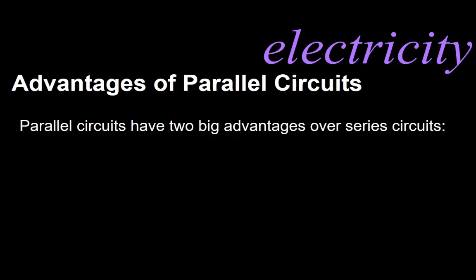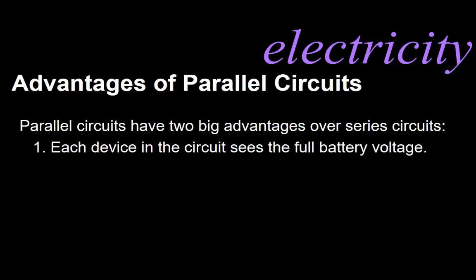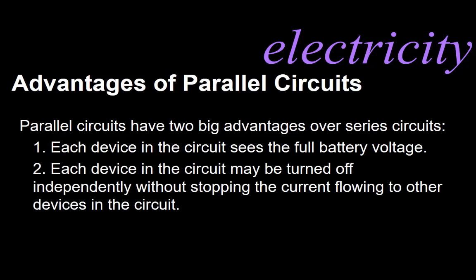Now, parallel circuits have a lot of advantages over series circuits. Because you have different branches, there are 2 big advantages that you have. One, each device in the circuit sees the full battery voltage. That's a huge one, so you can have more potential difference for each device that's in the circuit. And 2, each device in the circuit may be turned off without stopping the current flowing to the other parts of the circuit. If there were a series, think about like the Christmas tree lights. If I were to go ahead and take out one of the bulbs, the whole strand goes out. But with parallel, that doesn't happen. I can have the bulb go out and everything else keeps working just fine. I just need to go ahead and replace that bulb.